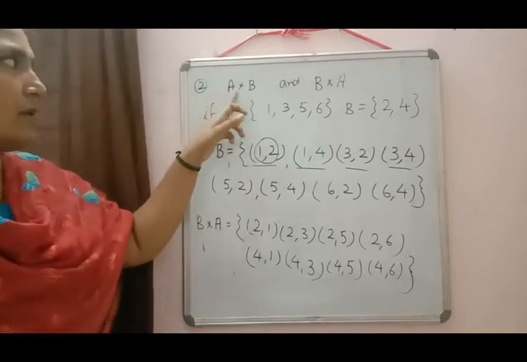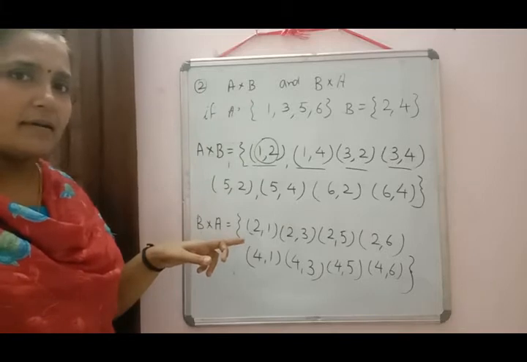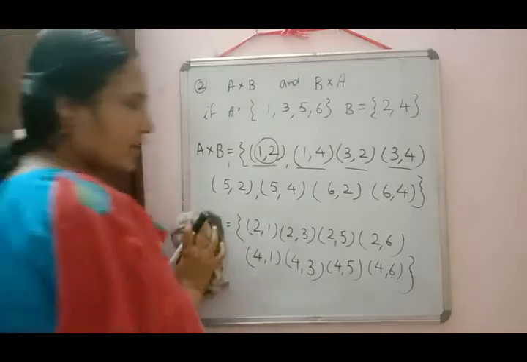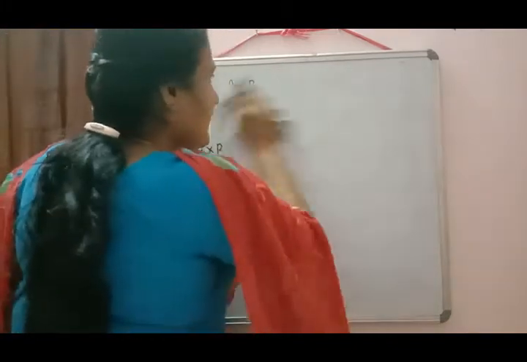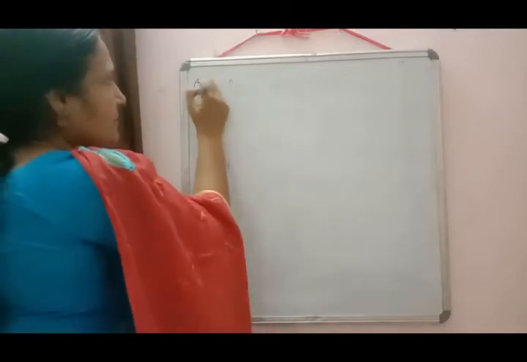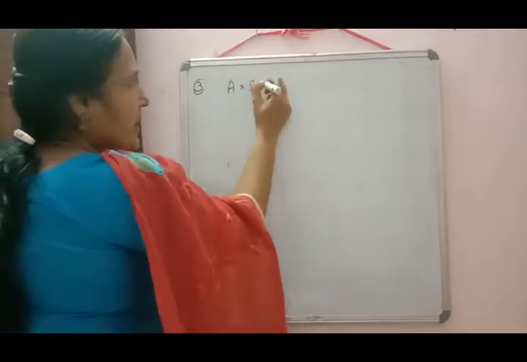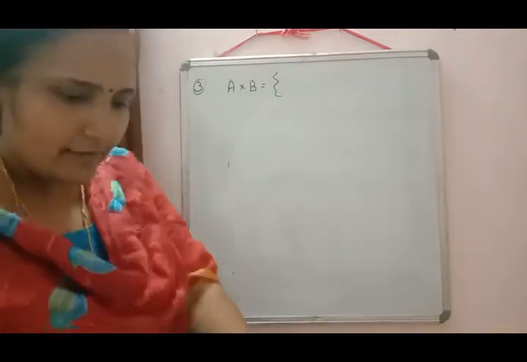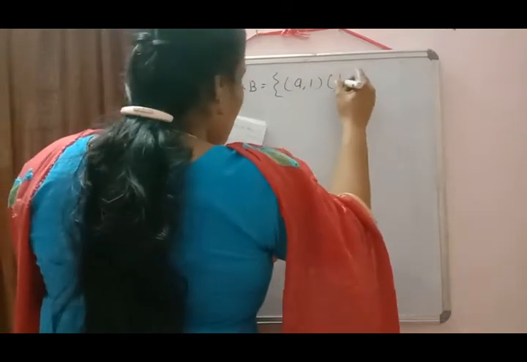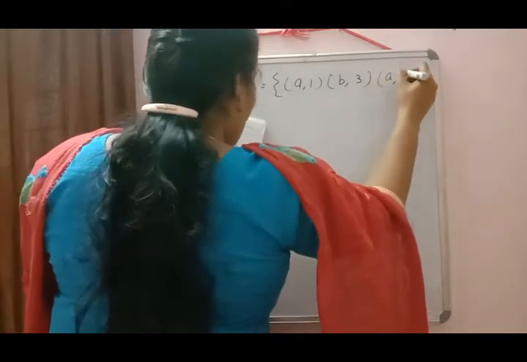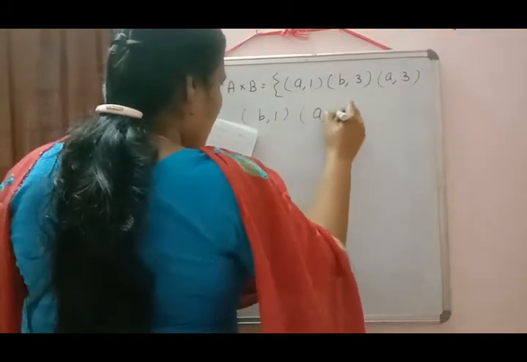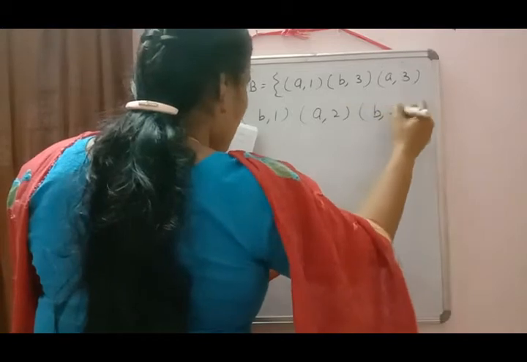So is it clear to you how we are writing the Cartesian product? Yes, okay. So now we will move to the next question. All of you write down the next question. Question number 3. If A cross B is equal to, already A cross B is given here in the question: (a, 1), (b, 3), (a, 3), (b, 1), (a, 2), (b, 2).